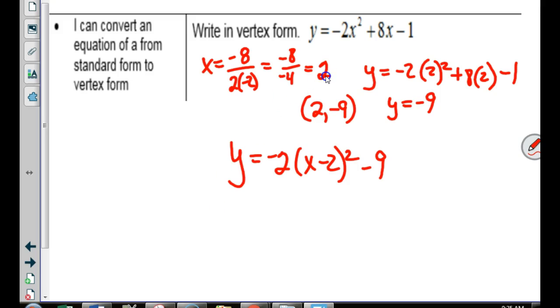Did you get 2 for the x? Right? Opposite of b is -8. 2a is -4, so it comes out +2. Did you make a sign mistake there, maybe? So then when you put in +2, it's 4 times -2 is -8 plus 16 minus 1 is 7. Did I do that wrong?